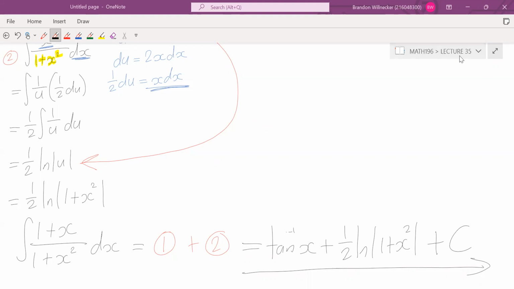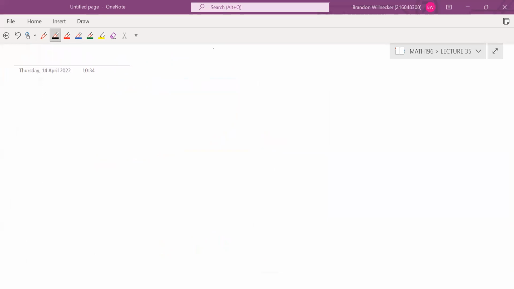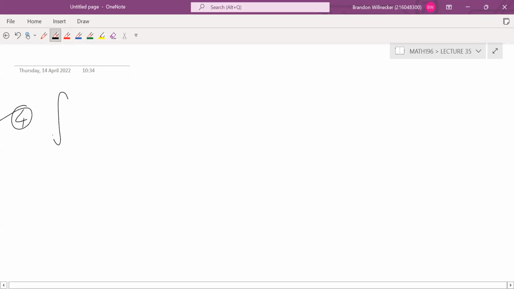Okay, so all of these have been the U-substitution with indefinite integrals. So the last example for today, we're going to look at U-substitution with definite integrals. So what happens if we have the bounds? Okay, so this is number 4. So we have the integral from 0 to 1, 1 plus 7x to the 1/3.